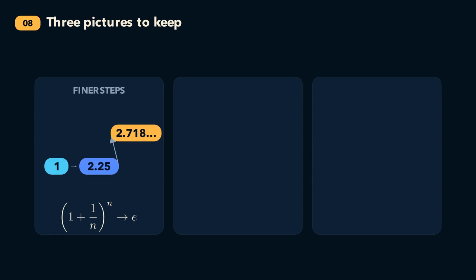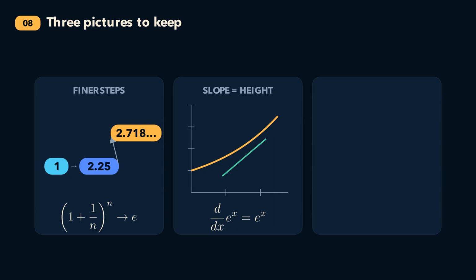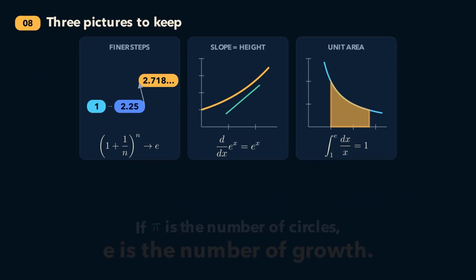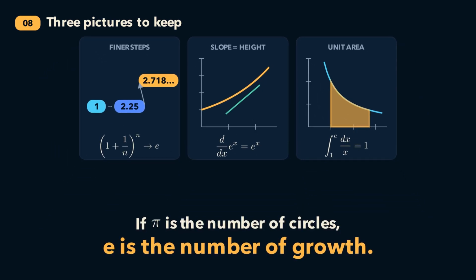So, what is Euler's number? Remember 3 pictures. First, finer and finer compounding approaches E, about 2.718. Second, e to the x is the unique curve whose slope equals its height. Third, the area under 1 over x from 1 to e is exactly 1. These are not unrelated facts. They are 3 windows onto continuous proportional change. If pi is the natural number of circles, e is the natural number of growth. You may forget the digits, and you may forget the formulas. Keep the pictures, and the formulas can be rebuilt.